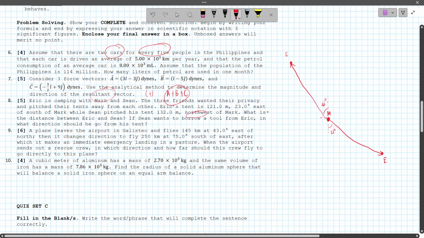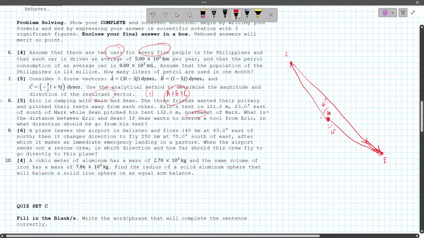Okay? So, what is the distance between Eric and Sean? So, pinapahanap pa itong distance between Eric and Sean. And if Sean wants to borrow a tool from Eric, in what direction? So, from Sean to Eric, saan daw siya pupunta? So, ito yung scenario natin, no? So, paganyan.